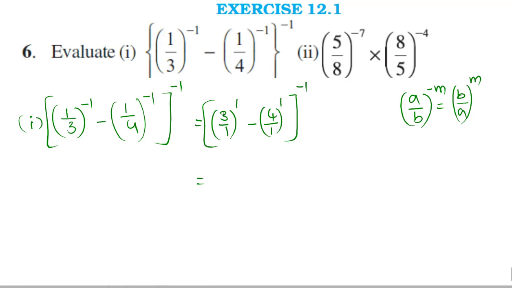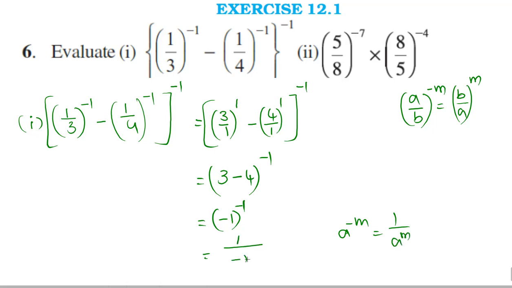This is equal to 3/1 means 3. So 3 to the power of 1 is 3, minus 4/1 is 4. So 4 to the power of 1 is 4, whole to the power of minus 1. This is equal to 3 minus 4, which means minus 1. So (-1)^(-1) we have. This is in the form of a to the power of minus m. a^(-m) means 1 by a^m. So this will be equal to 1 by (-1)^1, which is equal to 1 by minus 1, which is minus 1. So the answer is minus 1.